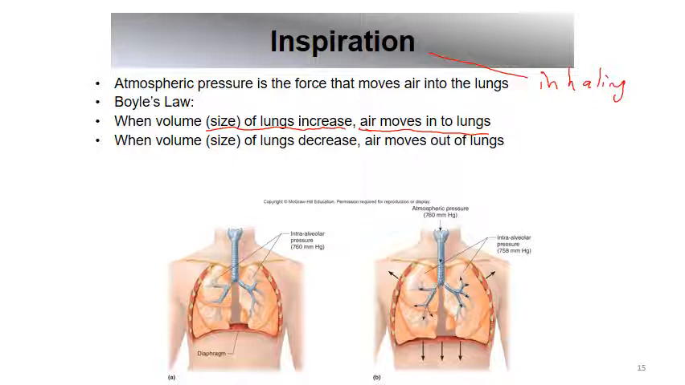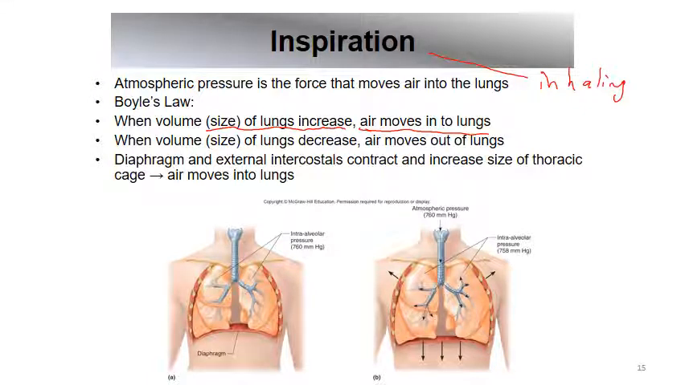Okay, so what's making the size of our lungs increase and then making the air move into our lungs? It is our diaphragm and also our external intercostal muscles. When they contract, they increase the size first of our chest and then also of our lungs. Here you can see the diaphragm moves down and it's increasing the size of the chest. And the air is able to move down.